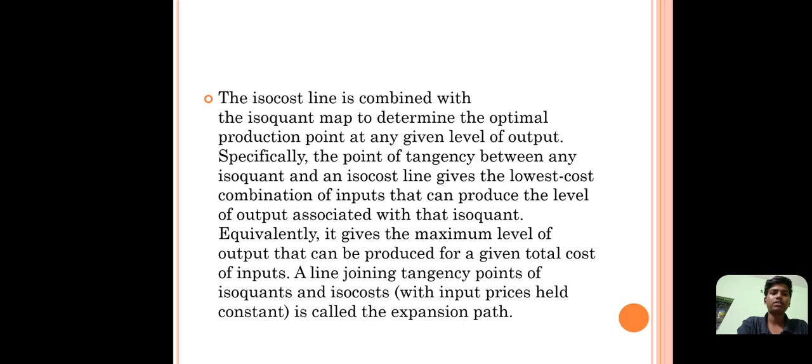Isocost line is combined with the isoquant map to determine the optimal production point at any given level of input. Specifically, the point of tangency between any isoquant and isocost line gives the lowest cost combination of inputs that can produce the level of output associated with that isoquant. Equivalently, it gives the maximum level of output that can be produced for a given total cost of inputs. A line joining tangency points of each isoquant and isocost with input prices held constant is called the expansion path.